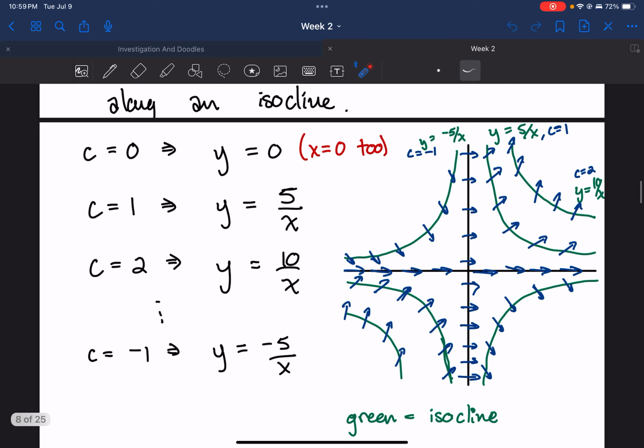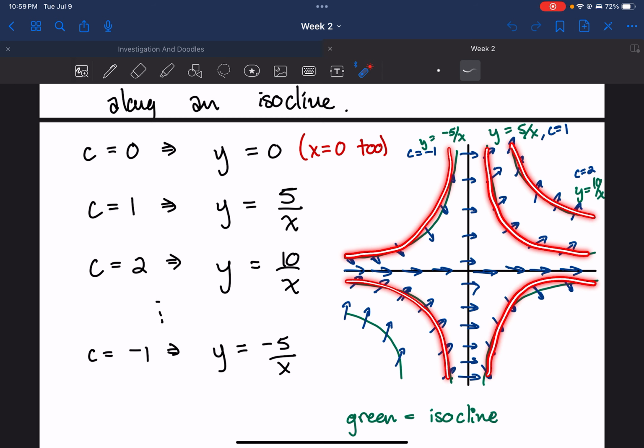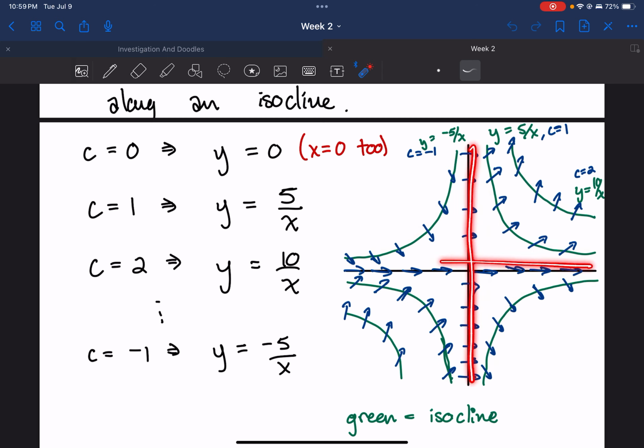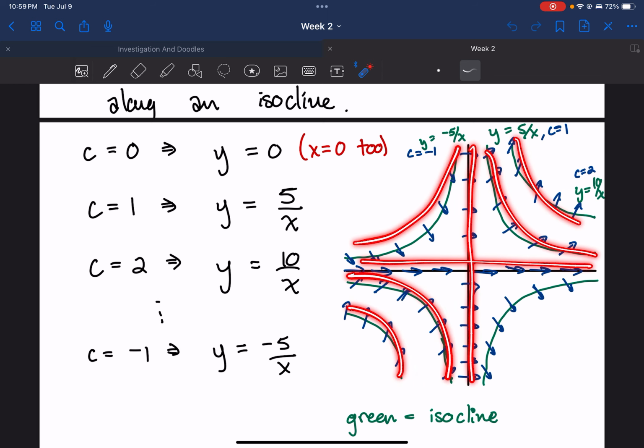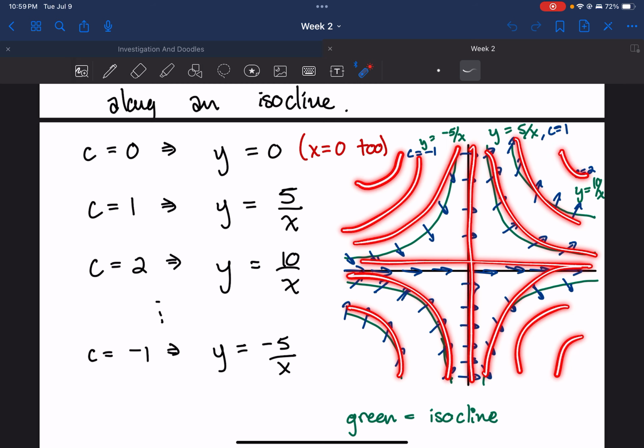So the green curves in this picture are the isoclines. They represent curves where the slope is the same. And you can see how you would fill this out more and more. You could keep going forever. And you get all these nice curves where all the slopes are the same along the curve.